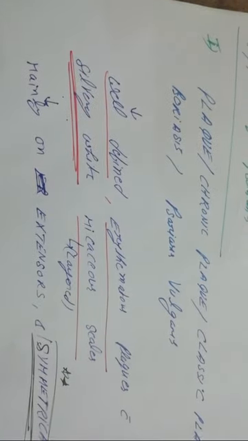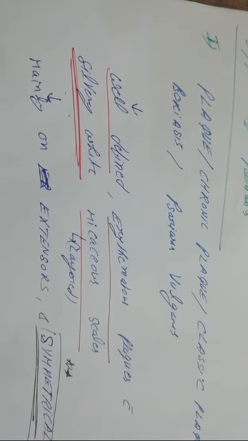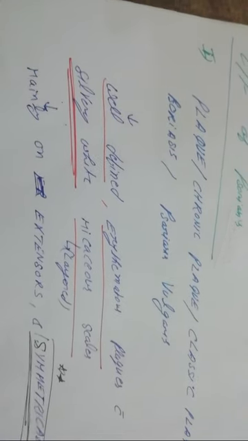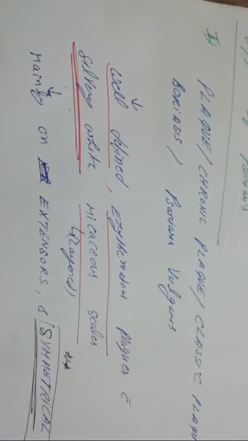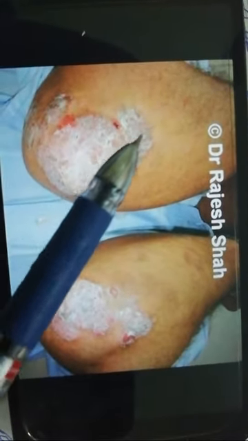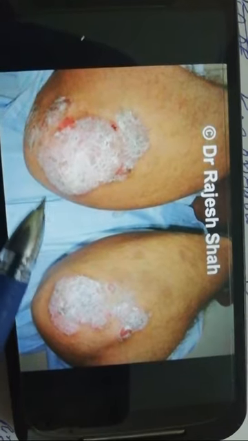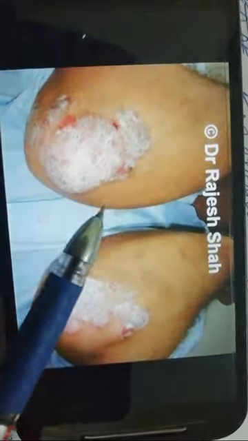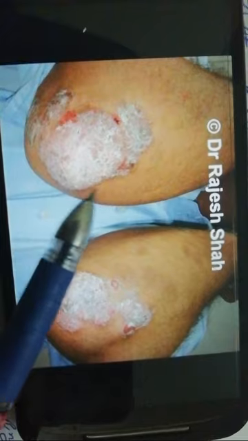And the next point written here is well-defined erythematous plaques with silvery white layered scales, mainly on the extensor aspects, and it is symmetrical. So let us look into the same diagram here. If you look at this, it has gotten well defined, right? You can clearly demarcate the normal skin and the psoriatic skin.